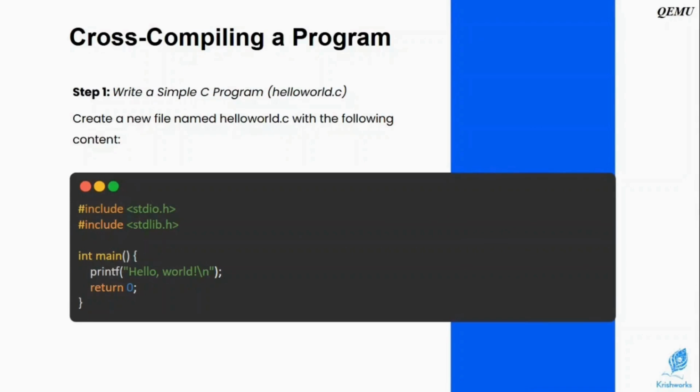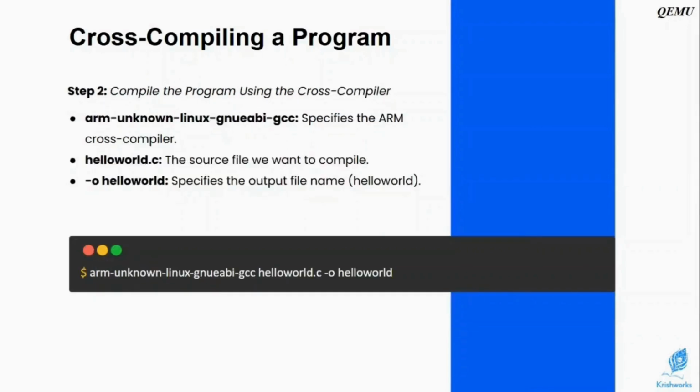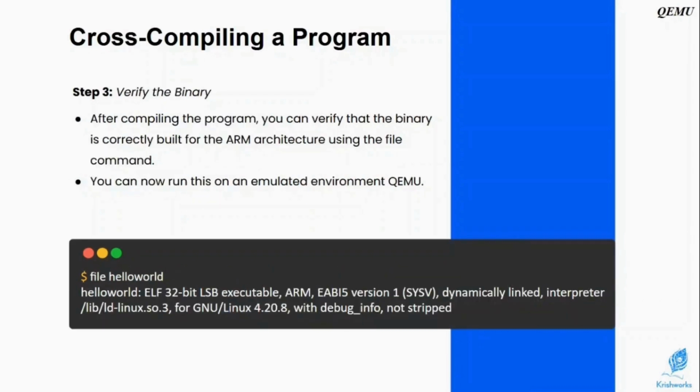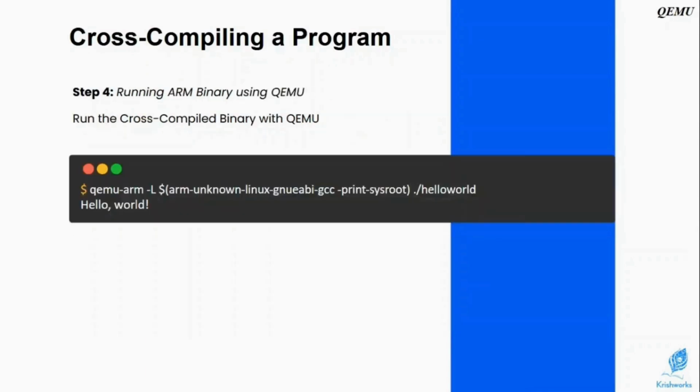Step 1. Write your code, a simple C program with Hello World. Step 2. Compile it using the cross-compiler. Step 3. After compiling, we have to verify the binary to make sure it's for ARM, after which we can run it on an emulated environment, QEMU. Step 4. Run the cross-compiled binary using QEMU. This gives the output of the program.